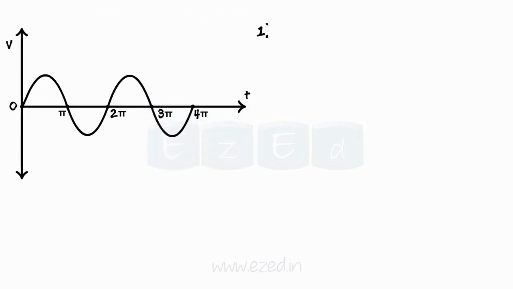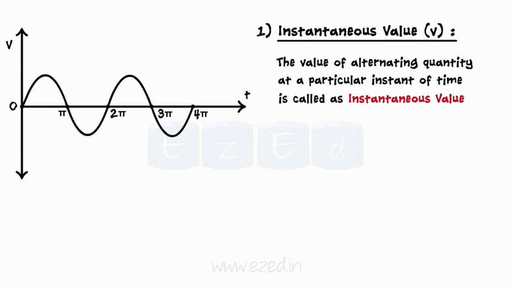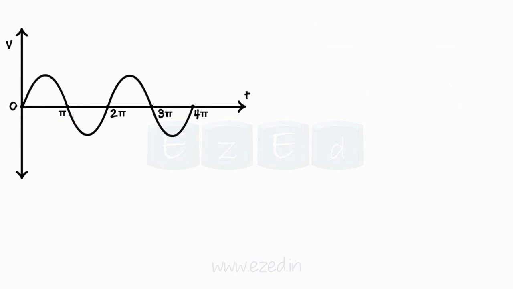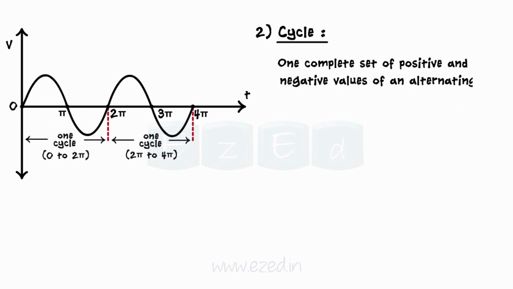The first term is the instantaneous value. The value of the alternating quantity at a particular instant of time is called the instantaneous value. In the signal shown, V1 and V2 are the instantaneous values of the sine wave at time t1 and t2 respectively. The second term is the cycle. One complete set of positive and negative values of an alternating quantity is called a cycle.